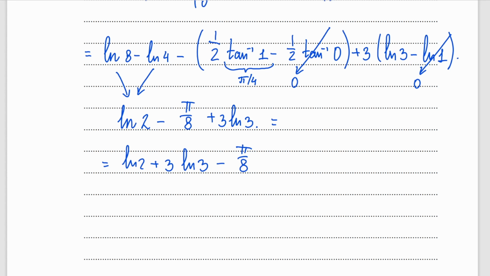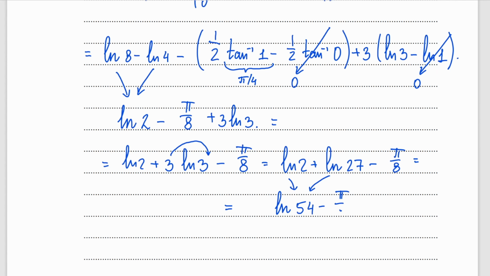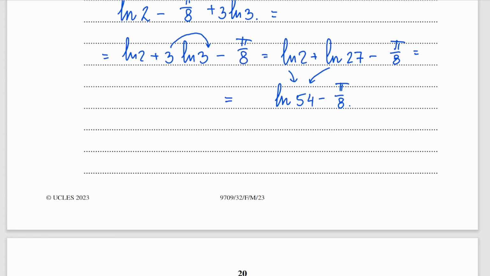Now let's bring the number next to log into the power. Three cubed is 27. Combine these two together, that will be a log of a product. 2 times 27, that is 54. And that was what we were supposed to show.